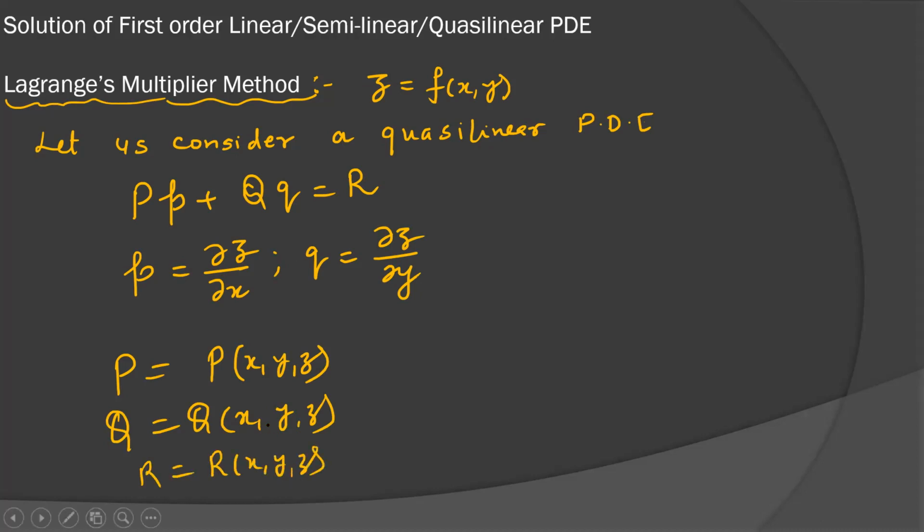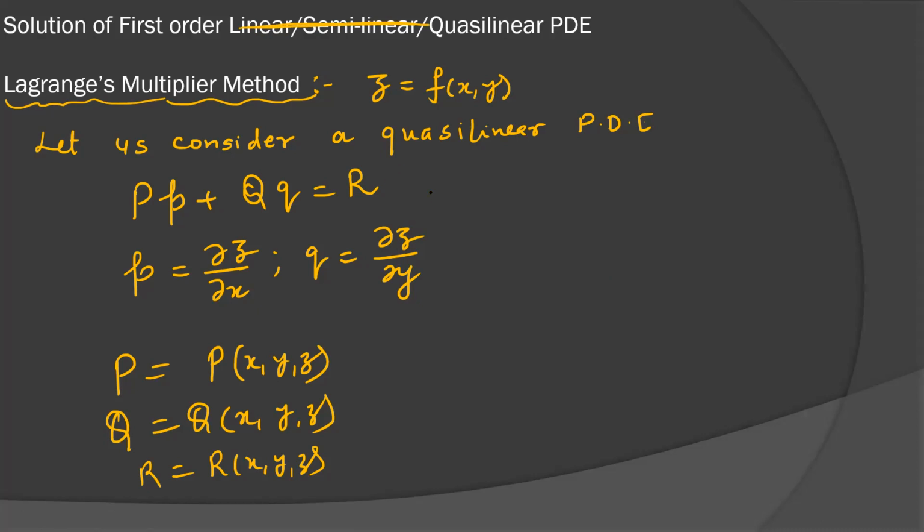If capital P, Q, R are only functions of x and y, then it becomes a linear PDE. If R is only a function of x and y, and P and Q are functions of x, y, z, all three, then it is semi-linear. But if all P, Q, R are functions of x, y, z, then it's a quasi-linear PDE. So quasi-linear PDE contains both linear and semi-linear types of PDE. So in general, we can say that if we solve a quasi-linear PDE, it is understood that it will solve linear and semi-linear also.